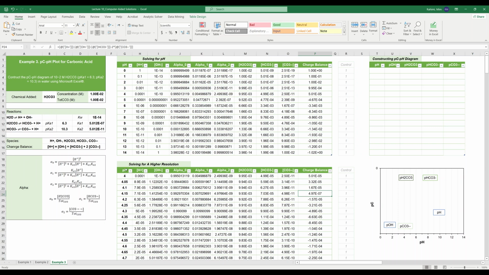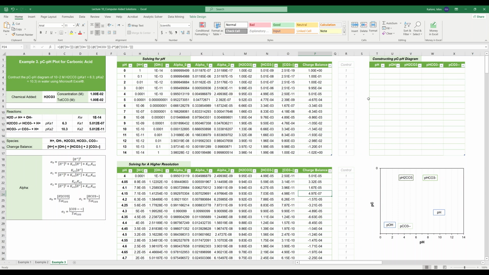So this is how we calculate pH for a diprotic acid. But the other thing that we can also do, because we have all the values already, is basically constructing a PC-pH diagram. And just to remind you, PC means minus log of C, and C here is all the species. So we have 1, 2, 3, 4, 5 species. So we eventually have 5 lines in the PC-pH diagram.